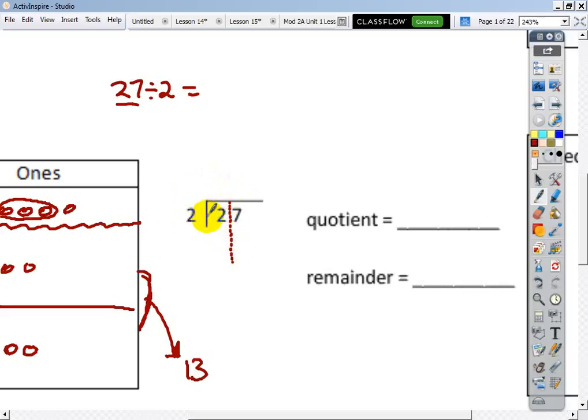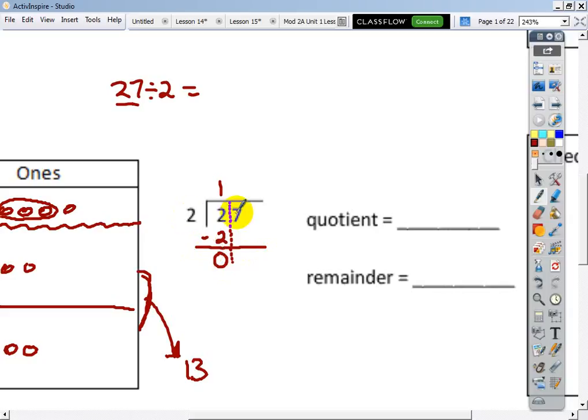How many 2's are in 2? Well, there's 1. Cool. And what's 2 times 1? 2. All right, write it down right underneath. Awesome. Pretty simple, right? Let's see who the remainder is so far. Is there a remainder yet? No. No remainder. Okay, cool.